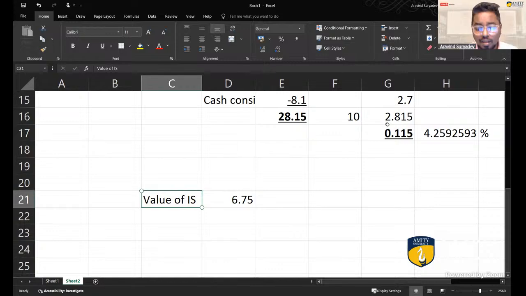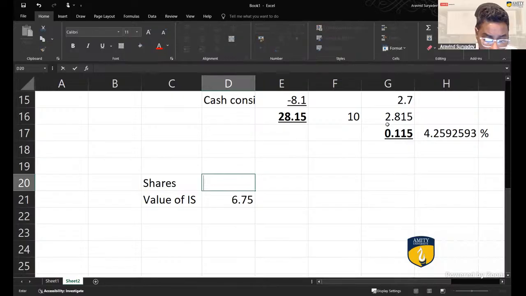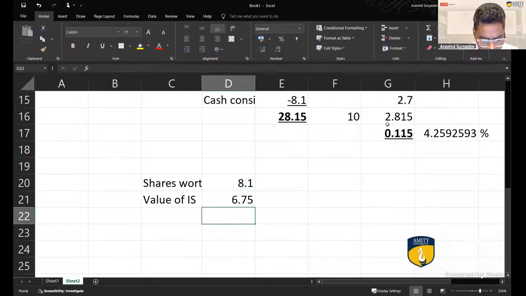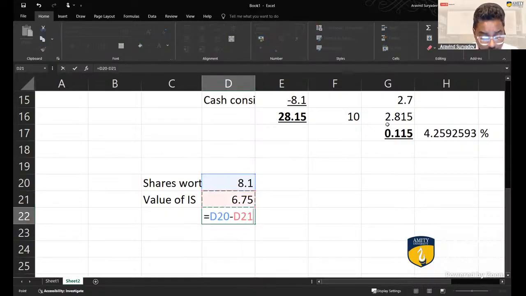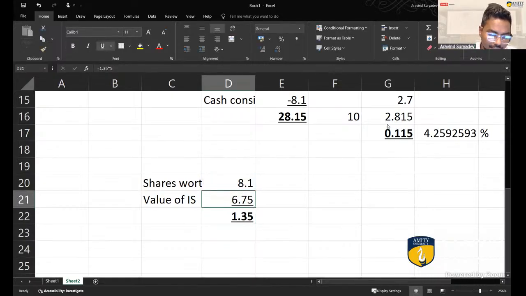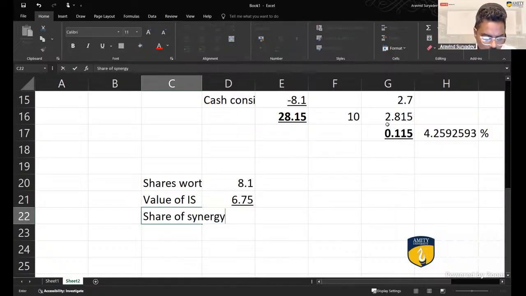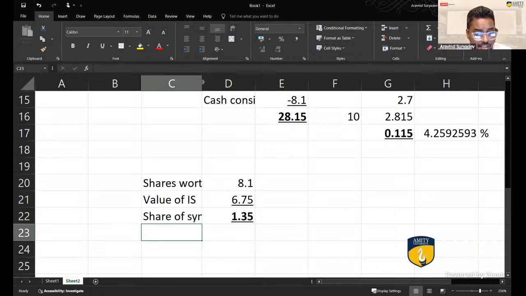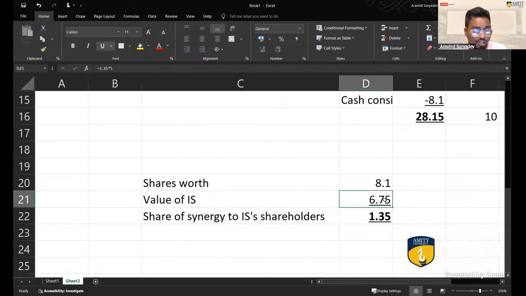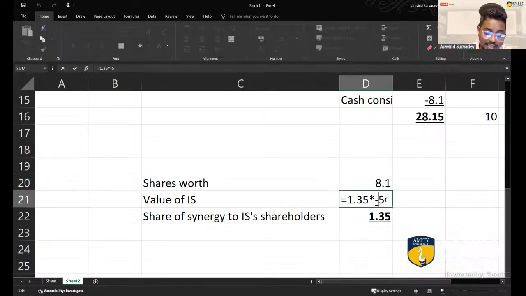Let's keep it simple. The value of Iridium Stocks is 6.75. For this, we are going to give them shares worth 8.1 million. So technically, the gain that the shareholders of Iridium Stocks are getting is 1.35 million, their share of synergy. Please note, these are the subsidiary shareholders. They are giving up their shareholding in Iridium Stocks, which had a value of 6.75.